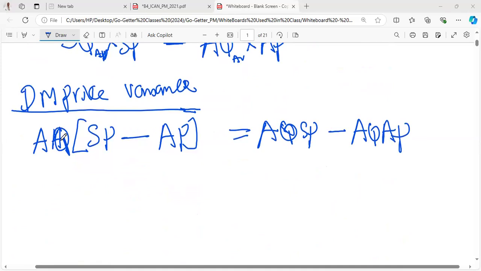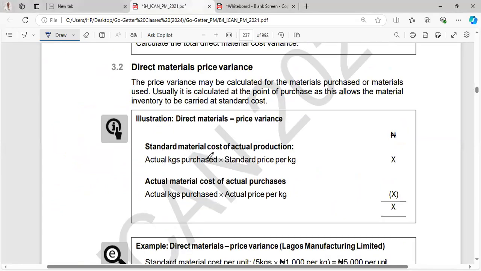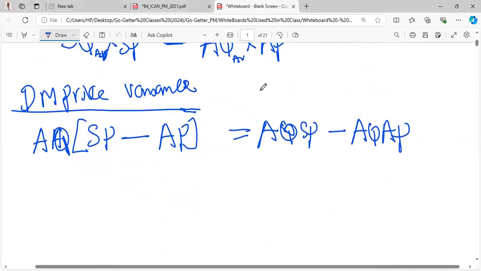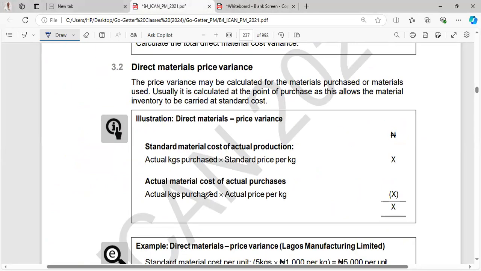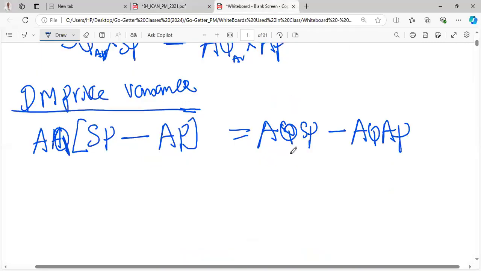So now if you look at it, actual quantity purchased, standard price, minus actual quantity, that is actual kilogram purchased, actual price. So if you look at it here, actual quantity is the common thing here. I bring it out and you just do the price.